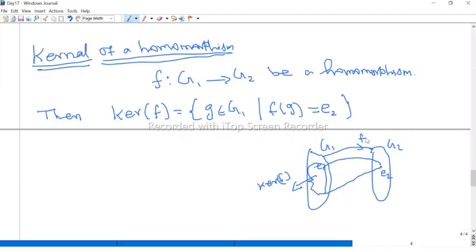We can easily show that this kernel is a subgroup of the domain. Clearly the identity element must map to the identity element. E1 is the identity element of the domain. If f is a homomorphism, then this identity element always maps to the identity element of the codomain. That is, f of E1 equal to E2. So that is the first property. Therefore, this set is a non-empty set. The kernel of f contains at least the identity element.